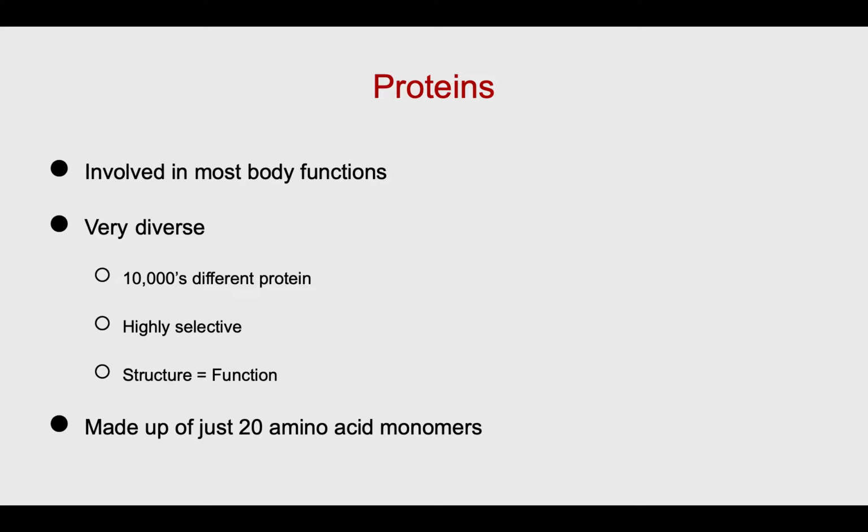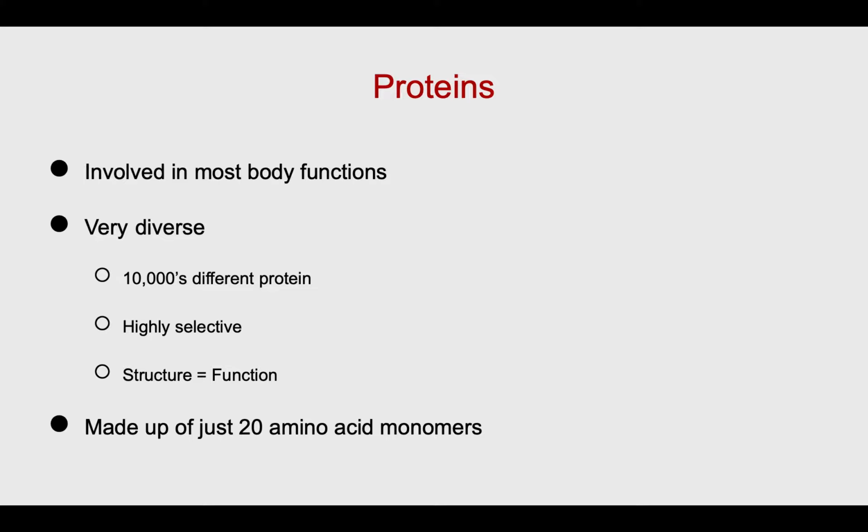But because they are put together in different ways and their structures are different, they can have vastly different functions, so much so that there are thousands upon thousands of different proteins, all made up from just those 20 amino acids. They're also very highly selective. A protein probably only has one or very few jobs to do, and that protein is only going to do that job. They are highly selective in what they do because their structure is so specific to their function.